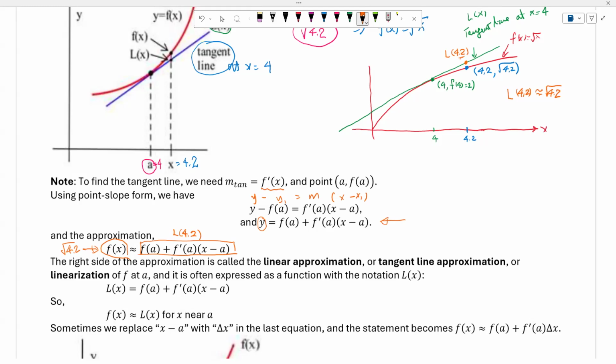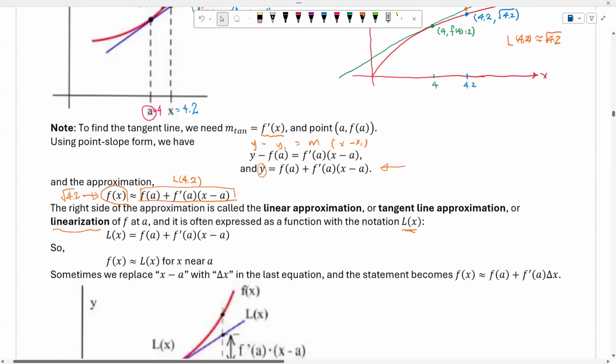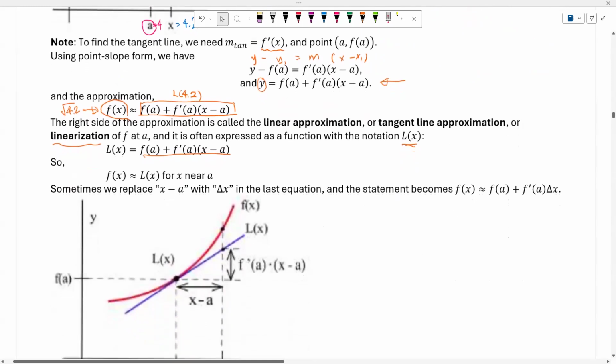The right side of the approximation is called the linear approximation, or tangent line approximation, or sometimes linearization of f at a, and it is often expressed as a function with the notation L of x. So in this case, L of x is f of a plus f prime of a times x minus a, which is the tangent line. And f of x is approximately equal to L of x as x is near a.